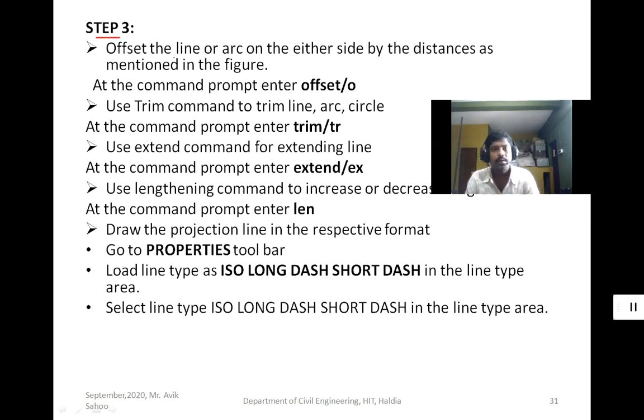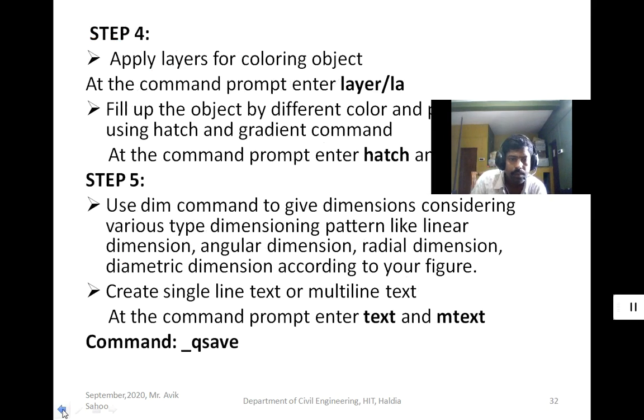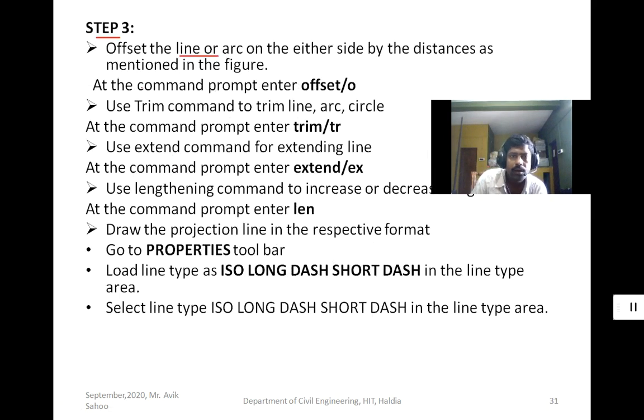Now in step 3, offset the line or arc on either side by the distance as mentioned in the figure. As mentioned in the figure, you draw the parallel lines using the command offset or O, and again use the trim command to trim lines, arcs, circles, etc. Again use the extend command for extending lines. At the command prompt, enter extend or EX.